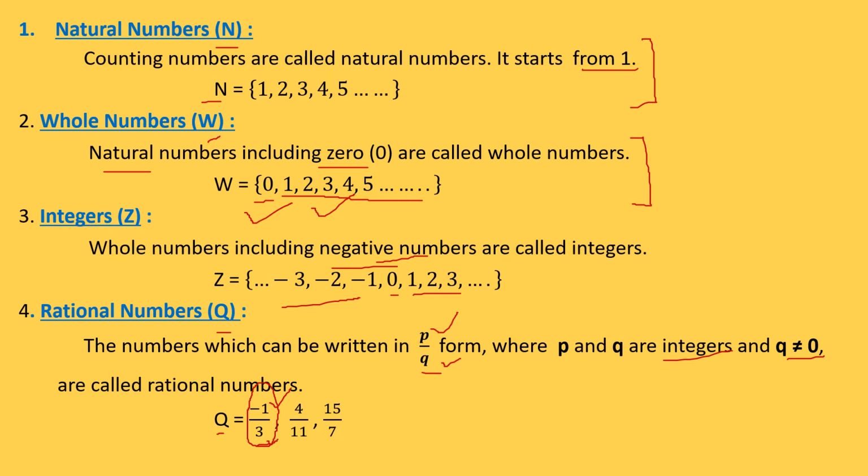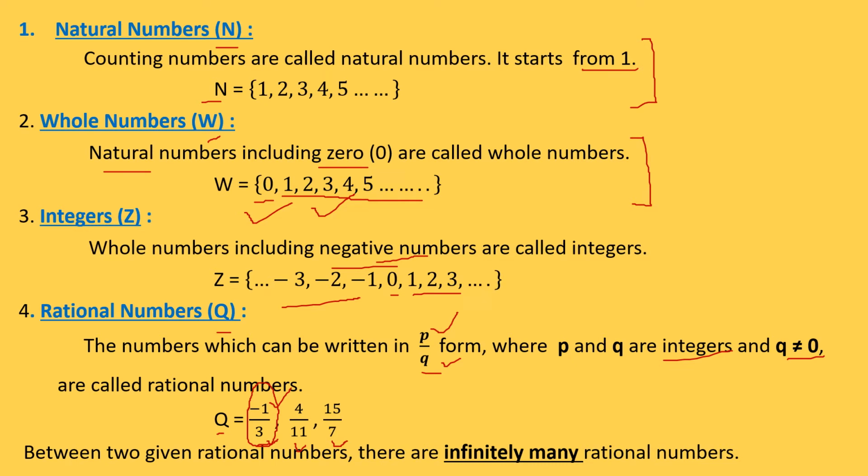Now second example, 4 upon 11. Again it is in the form of p by q, where p and q are integers. Next, 15 upon 7, again p by q form, p and q are integers. So 4 upon 11 is a rational number as well as a fraction because it is positive. And 15 upon 7 is a rational number as well as a fraction also. So all the fractions are rational numbers, but all the rational numbers are not fractions. And between two given rational numbers, there are infinitely many rational numbers. This we have discussed in the previous class also.